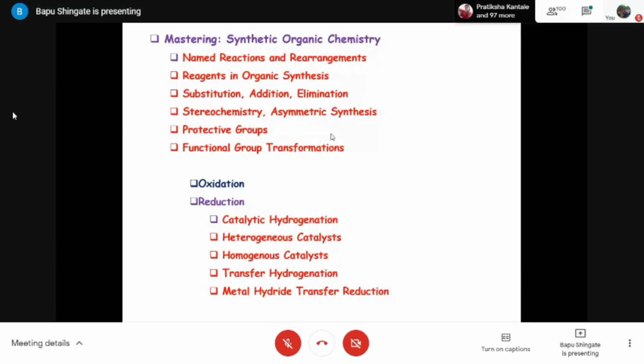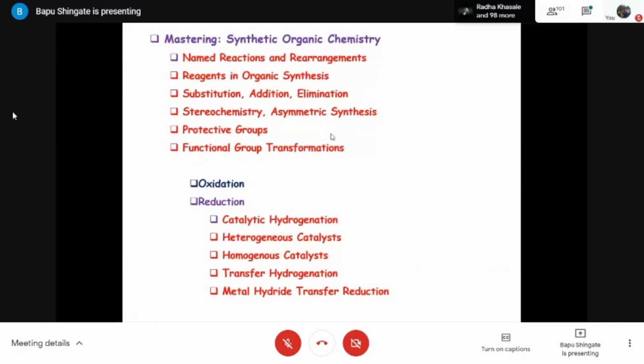You should have a library of named reactions as well as rearrangements. And I have already mentioned that you should know n number of reagents. Organic chemistry is nothing but dealing with n number of reagents, which can be used for functional group interconversion. That is also an important thing. Then, after studying the various kinds of reagents, you should know different types of reactions: substitution, addition, and elimination, as well as free radicals. That is also important.